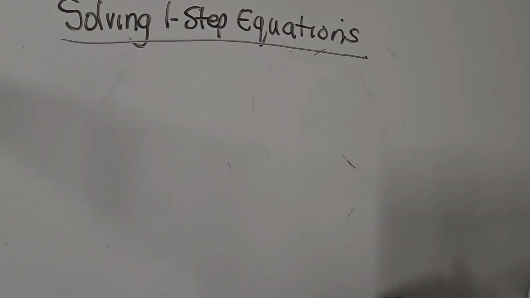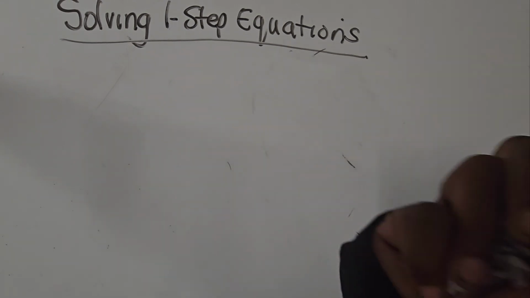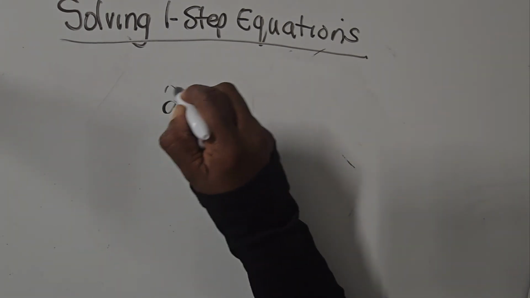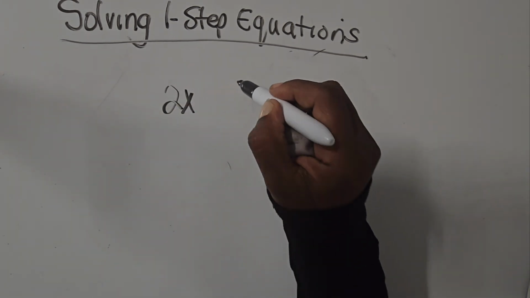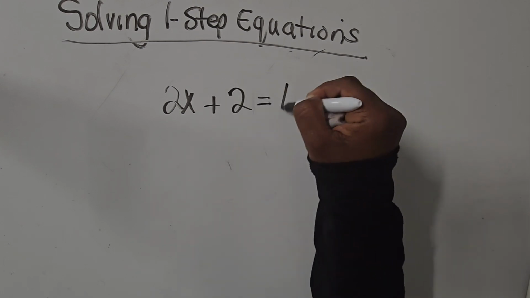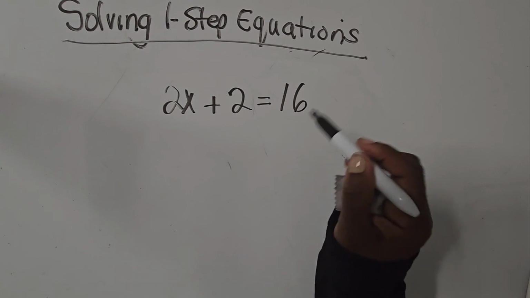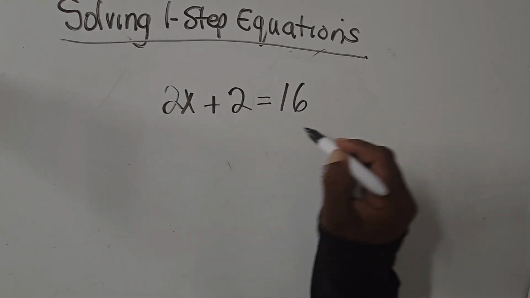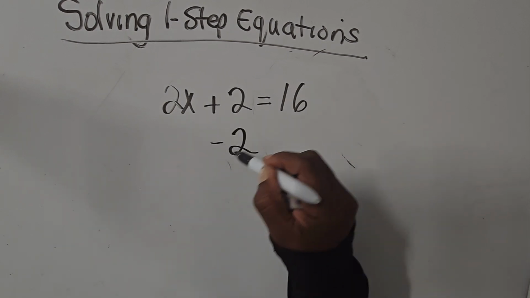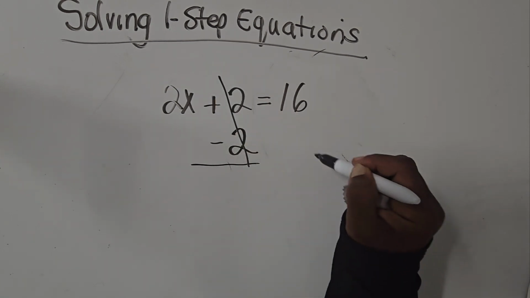All right, let's do another one. I'm going to do another 2, so another 2x plus 2 equals 16. This is very similar to the one we just did so that you're getting better at it. Obviously, my first step is to get rid of this 2. Positive and a negative cancels out to a 0.